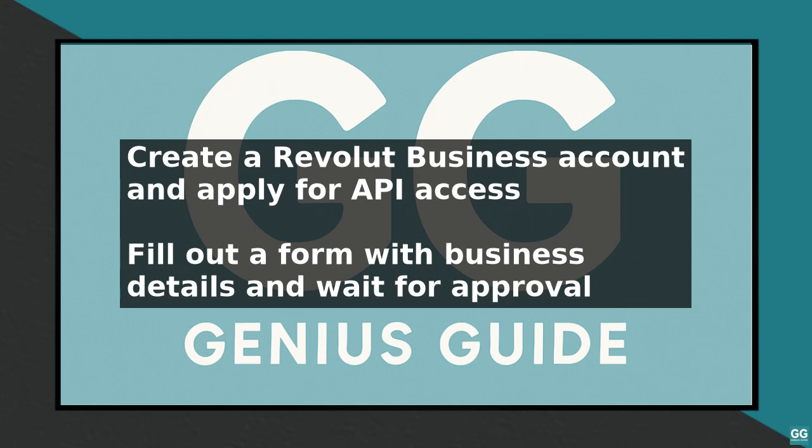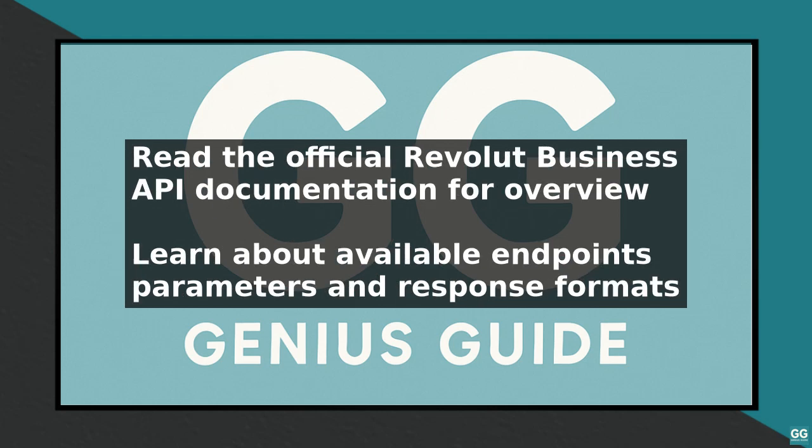Once you have API access, you can start by reading the official Revolut Business API documentation. This will provide you with an overview of the available endpoints, parameters, and response formats. The API uses standard HTTP methods such as GET, POST, and PUT to interact with your account.